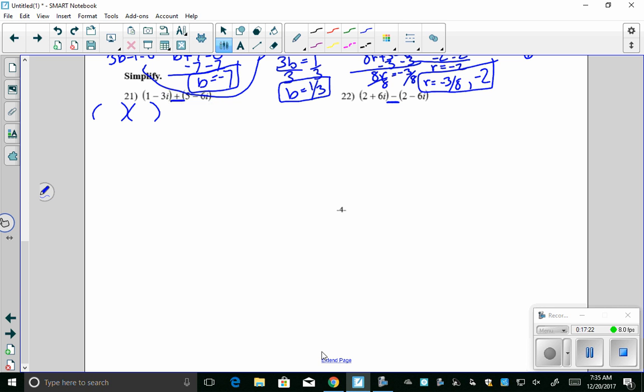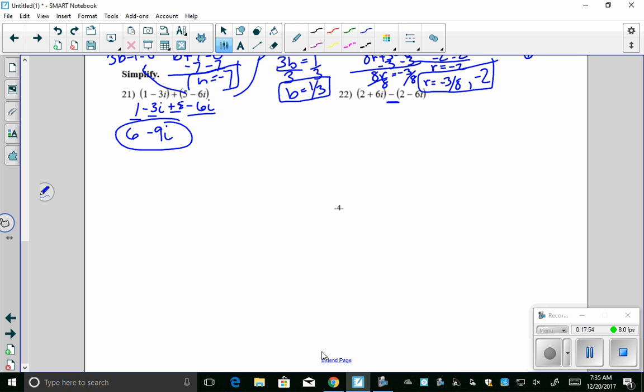There's a difference between having an operation in the middle of the parentheses and having parentheses side by side. For 21 and 22, you have to distribute the sign. But because 21 is a positive, all you have to do is drop the parentheses and combine like terms. 1 plus 5 is 6. Negative 3i minus 6i is negative 9i. 22, you have to distribute.